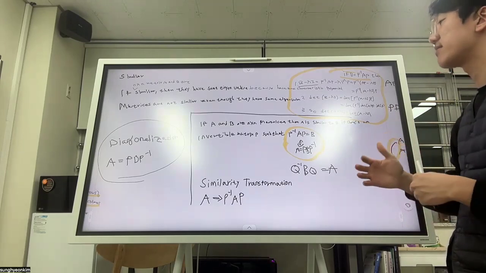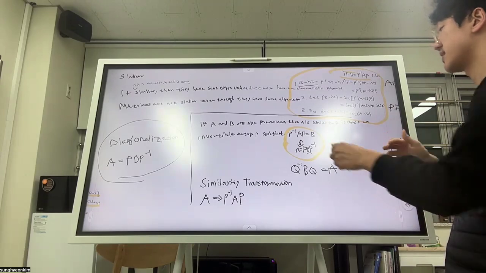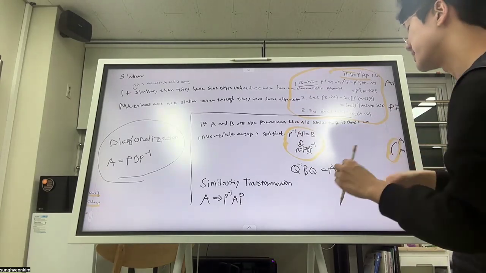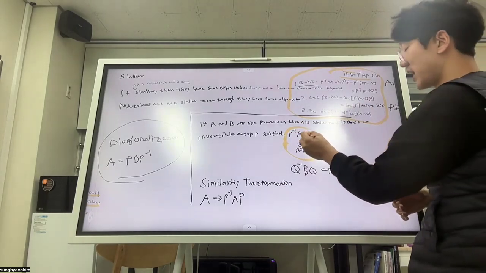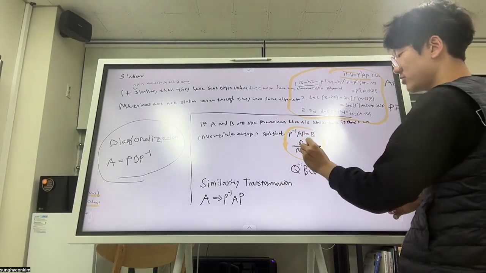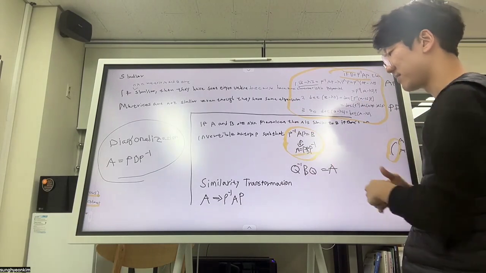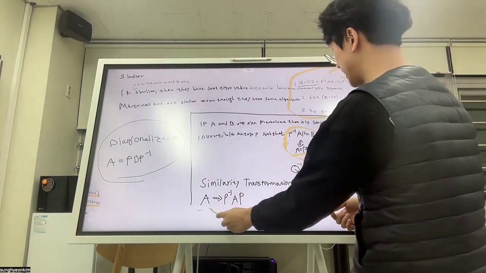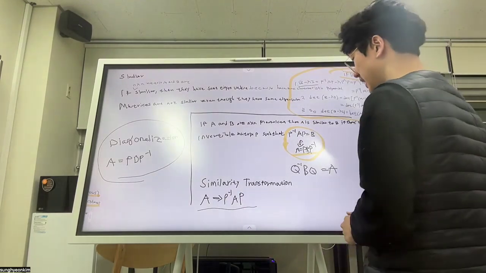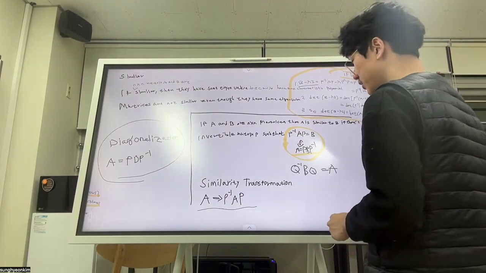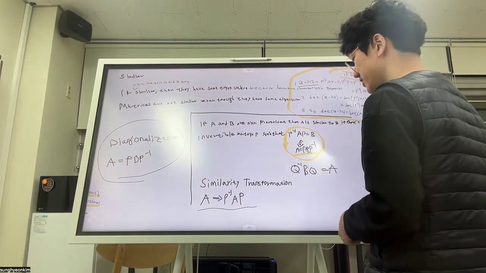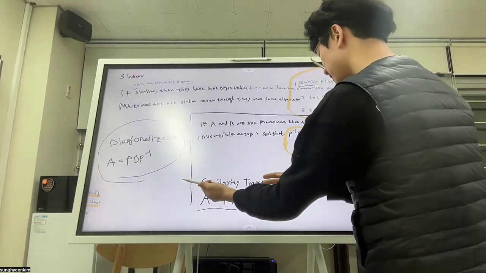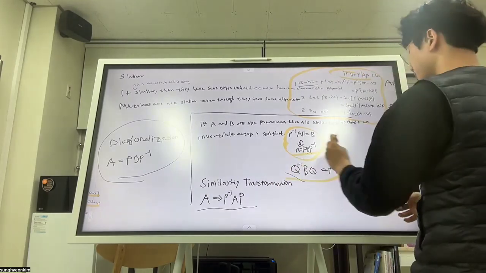And if A and B are n by n matrices, then A is similar to B if there is an invertible matrix P such that P minus 1 AP equals B, which is equal to A equals PBP minus 1. And when A goes to P minus 1 AP, we will call this a similarity transformation.